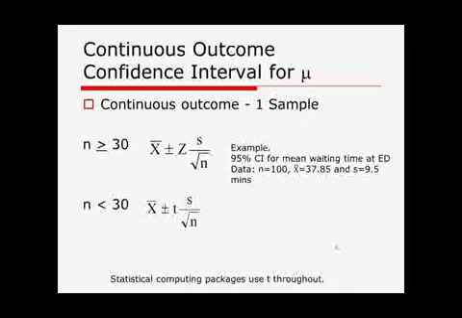Let me just show you a little example. Suppose we want to generate a 95% confidence interval for the mean waiting time in the emergency department at a particular hospital. We survey 100 people, and we record what time they walk in and what time they're seen by a provider, and let's say on average they wait about 38 minutes. We calculate our standard deviation to be 9.5 minutes, so we can put together a confidence interval estimate. Now, I chose a 95% confidence level. What that means is I will be, at the end of this, 95% sure that the true mean falls in the range that I produce.